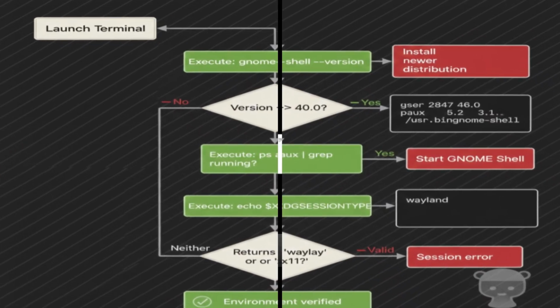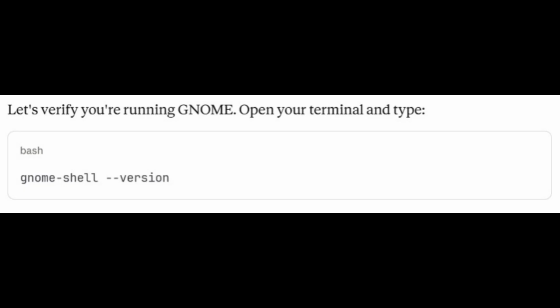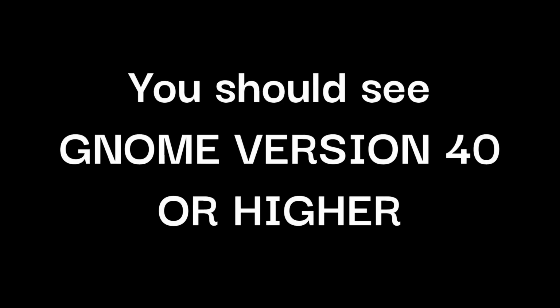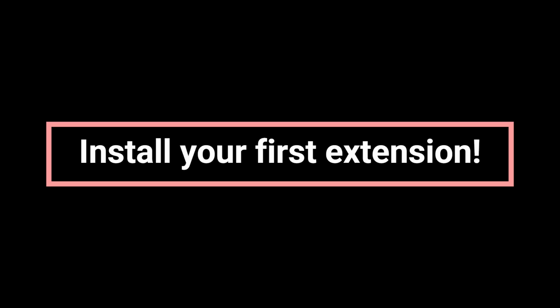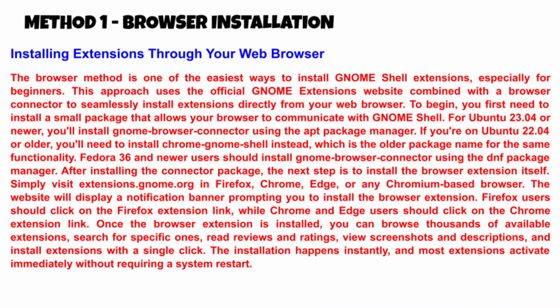Let's verify you're running GNOME. Open your terminal and type what you see on the screen. Okay, you should see something like GNOME Shell 45.0 or similar. The exact version number doesn't matter much as long as it's version 40 or higher. Now let's install our first extension. There are two main ways to do this. We'll start with the easiest method, using your web browser.